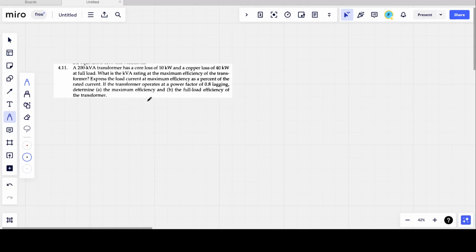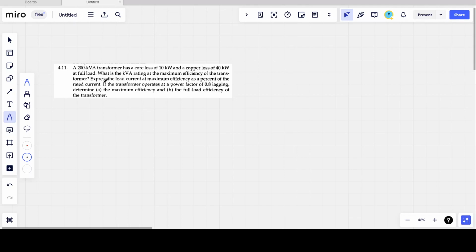So we have a 200 kVA transformer with a core loss of 10 kilowatts and a copper loss of 40 kilowatts at full load, right? So this is at full load. What is the kVA rating at the maximum efficiency of the transformer? Express the load current at maximum efficiency as a percentage of the rated current.